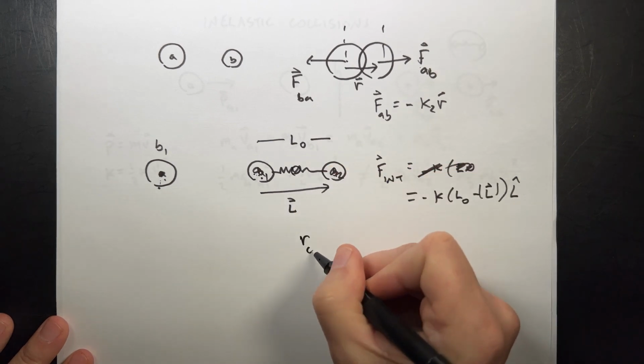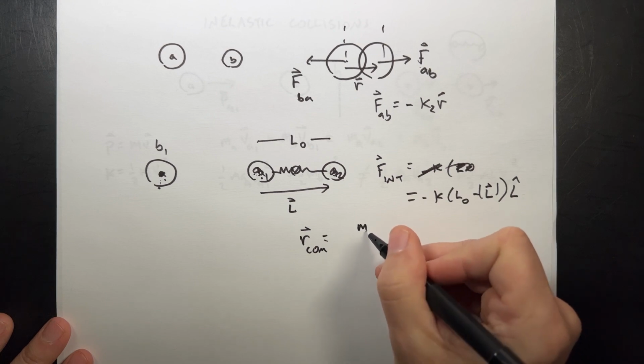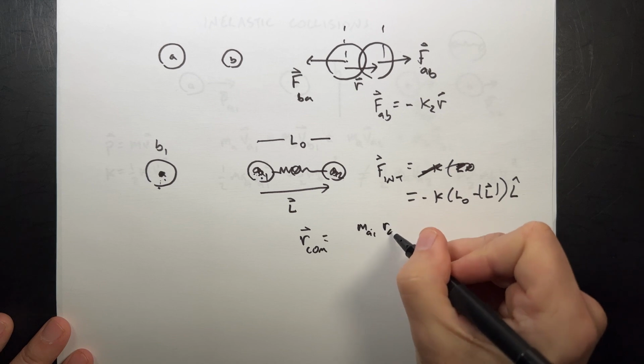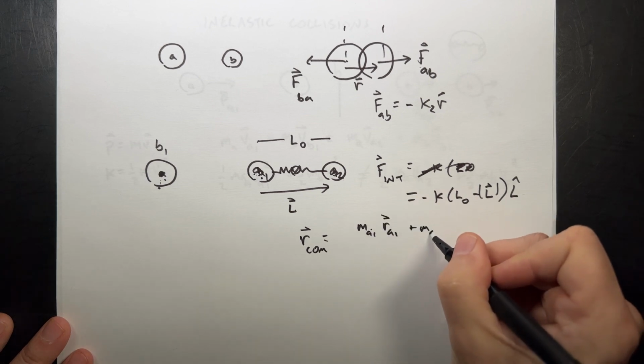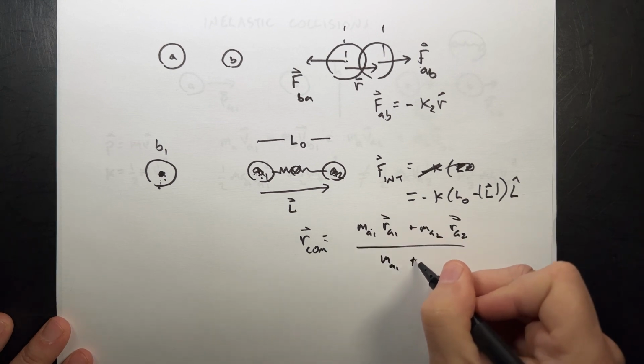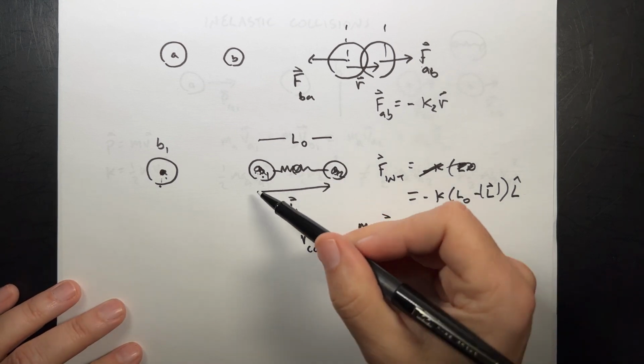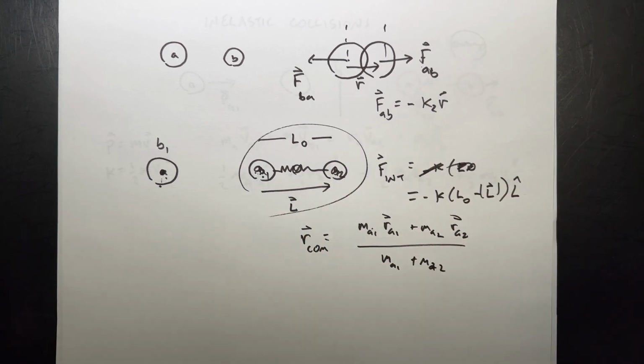So I can say R center of mass is going to be equal to MA1 times the position RA1 plus MA2 RA2 over MA1 plus MA2. And so I can calculate that. And then I'm going to put a sphere around that just so it looks like one object. Okay, it's a lot of stuff to work on, and let's jump right into it.